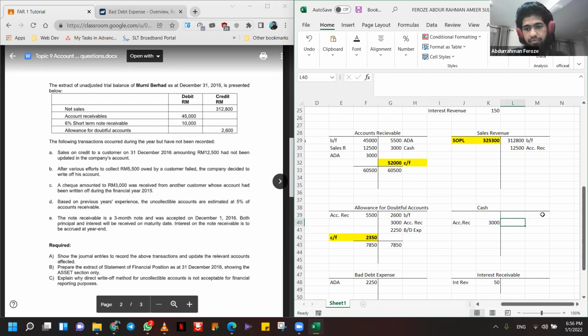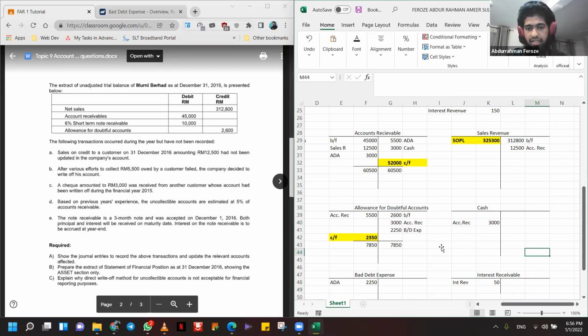For cash, we can't really show much here because we don't know what was brought forward. I actually don't even think the T account on cash was necessary to be shown, because they haven't given us a brought forward amount of cash, right? So let's just leave that as it is.